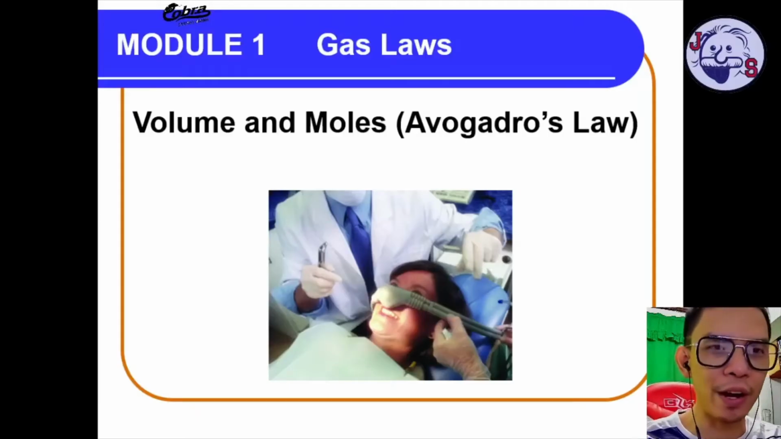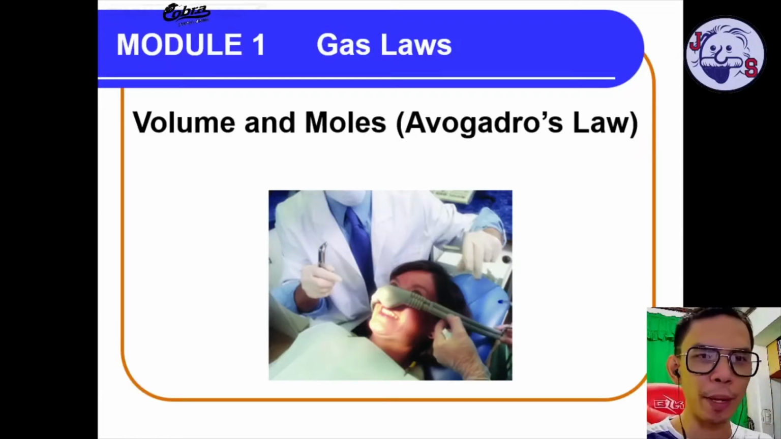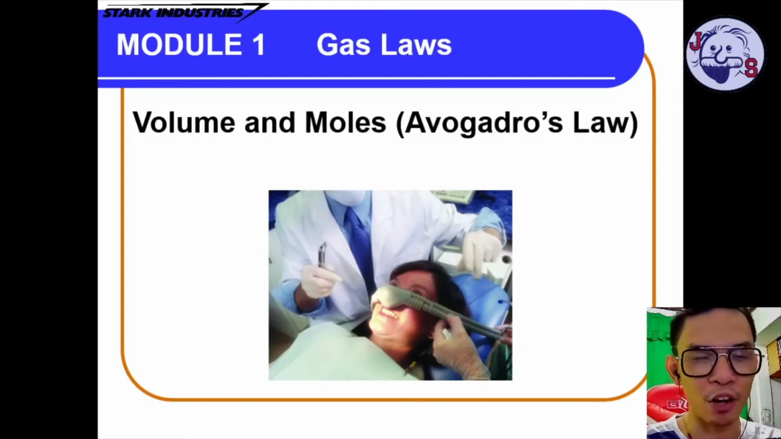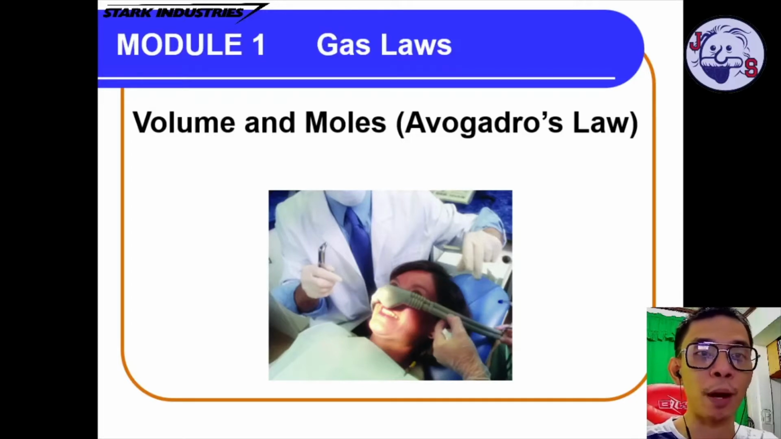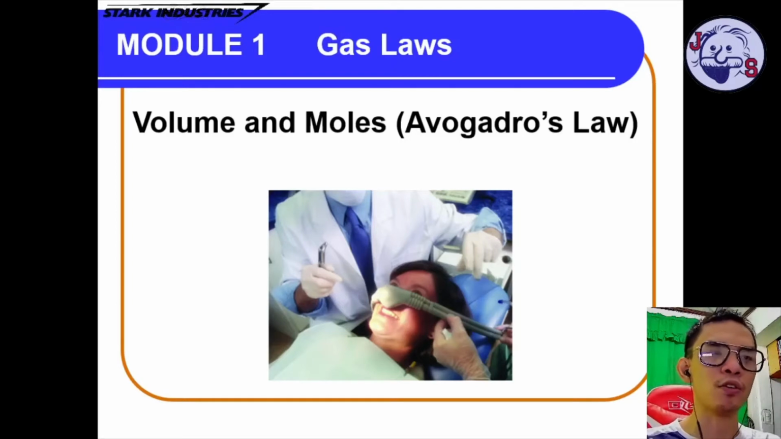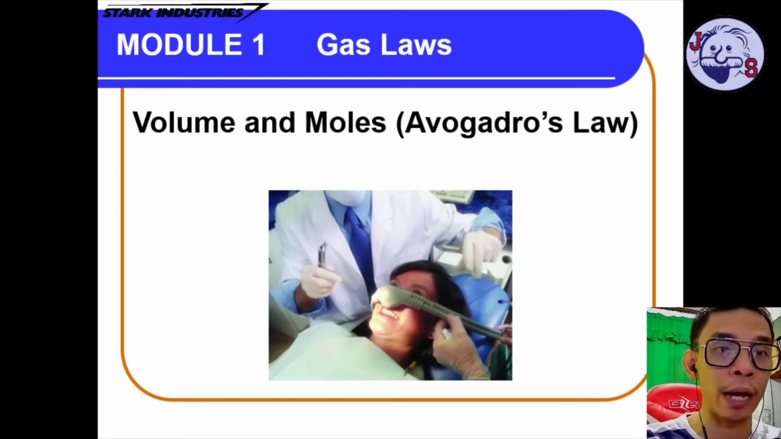Alright, so here we are in our lesson for this episode. This is Avogadro's law. If you remember the previous episode on gas laws that we covered, we have discussed already the first three measurable properties: the pressure, the volume, and the temperature. The only measurable property we have left behind is the amount of gas. So how will this amount of gas fit into our gas law?